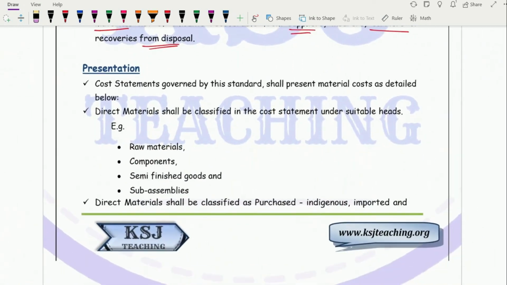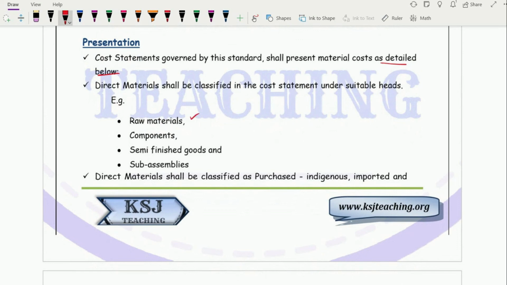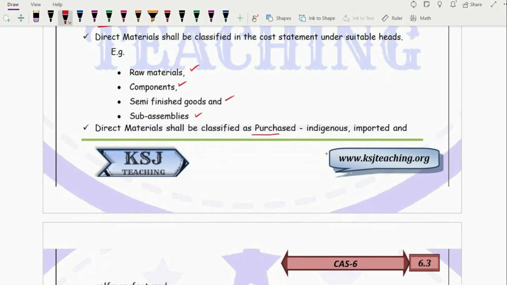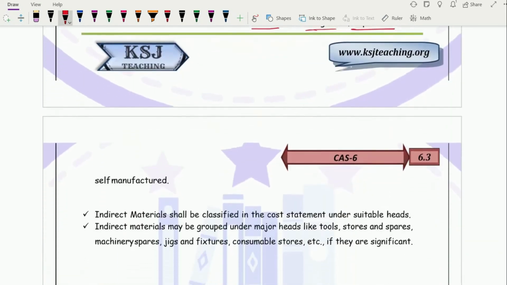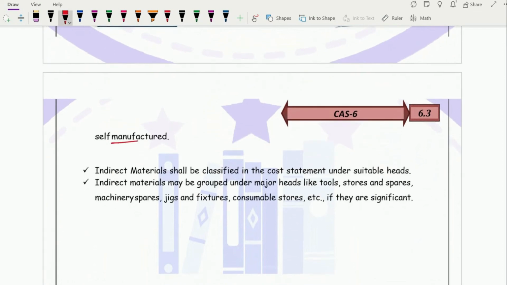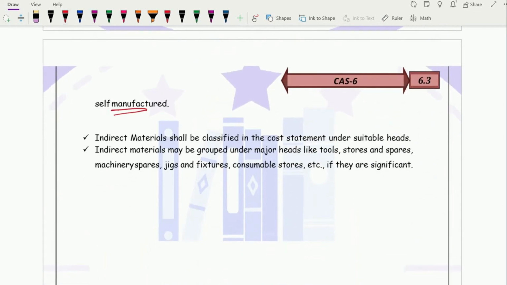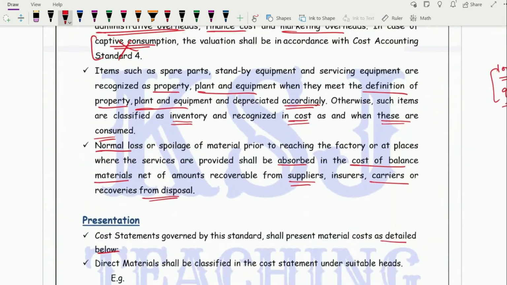So presentation: cost statements governed by this standard shall present the material cost as detailed below. Direct material shall be classified in the cost statement under suitable heads. Raw material is to be shown separately, components, semi-finished goods and sub-assemblies. Direct material shall be classified as purchased, indigenous, imported. Indigenous means from our country, imported or self-manufactured. Indirect material shall be classified in the cost statement under suitable heads, that is how you have to show it under the factory overheads. It may be grouped under the major heads like tools, stores and spares, machinery spares, jigs and fixtures, consumable stores if they are significant, right? So this is how you have to show the material cost.